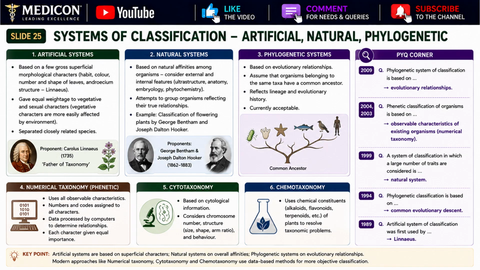Next comes cytotaxonomy. It is based on cytological information, which means the information of a cell. Considers chromosome number, structure, size, shape, arm ratio, and behavior. Next comes chemotaxonomy. Uses chemical constituents of plants to resolve taxonomic problems: alkaloids, flavonoids, terpenoids, etc. Here are some of the previous year questions about artificial classification, natural classification, phylogenetic classification, numerical classification, cytotaxonomy, and chemotaxonomy.